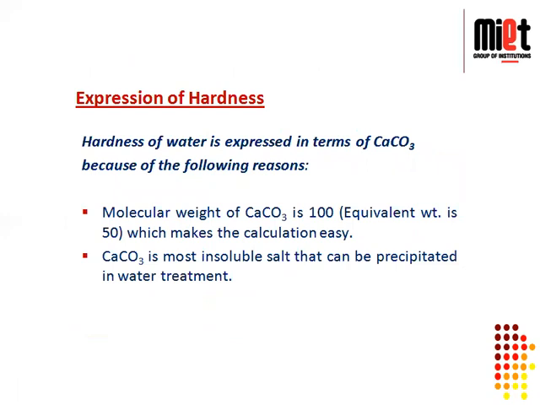Next, the expression of hardness. Why do we measure hardness in terms of calcium carbonate equivalent? The first thing is the hardness is always measured in terms of calcium carbonate equivalent. The reasons are the following. The first one is the molecular weight of calcium carbonate is 100. It means the molar mass होता है calcium carbonate का वो 100 होता है और इसका equivalent weight जो है that is 50, which makes the calculation easy. The second most important reason to express hardness in terms of calcium carbonate is that calcium carbonate is the most insoluble salt that can be precipitated in water treatment.